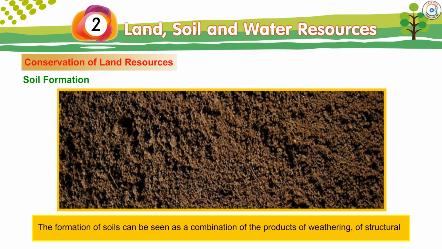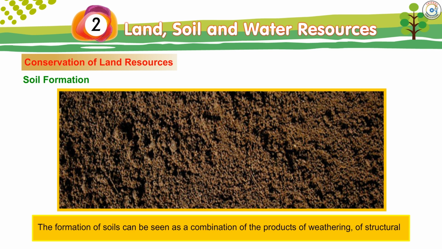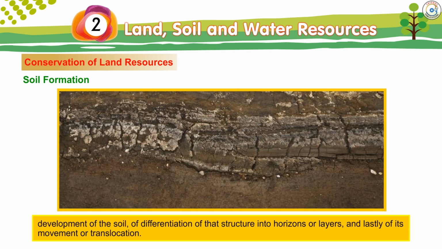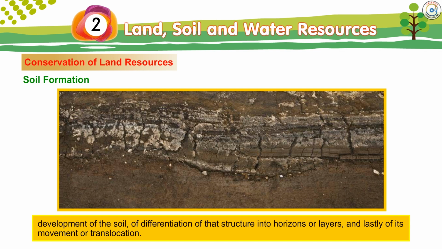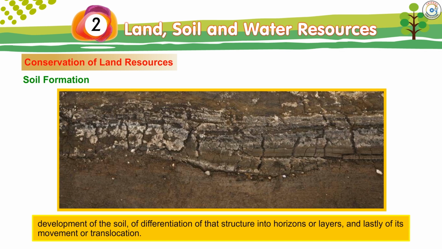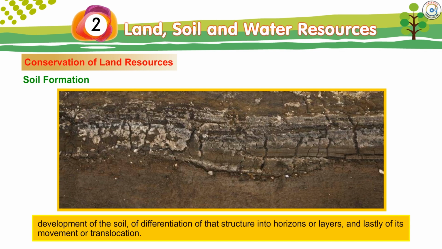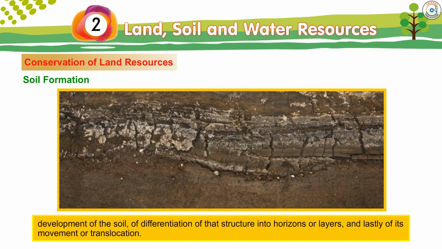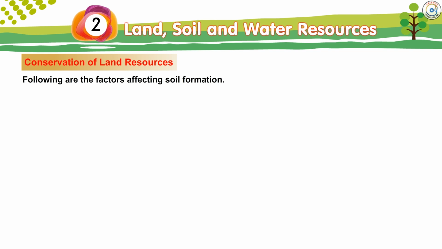The formation of soils can be seen as a combination of the products of weathering, of structural development of the soil, of differentiation of that structure into horizons or layers, and lastly, of its movement or translocation. Following are the factors affecting soil formation.